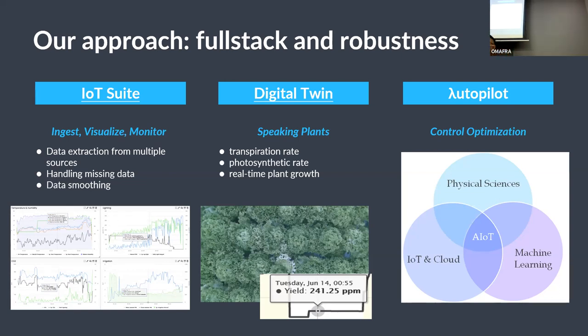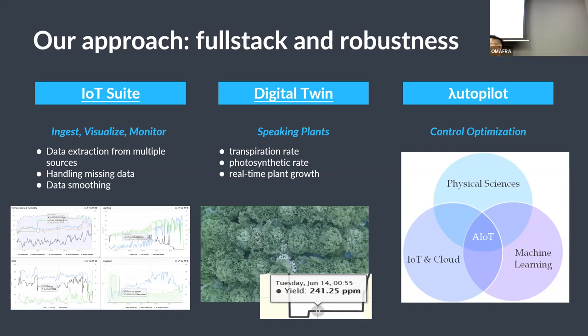These also constitute our software products. We have the IoT suite. The role of the IoT suite is to ingest the data from multiple sources, visualize the data, monitor the data, and make sure that things are within the right balance. The IoT suite also handles the missing data. And these are the boring details that we growers tend to not talk about. For example, some data is noisy. Sometimes you have missing data. So how can we develop a system that is robust to all of those instabilities?